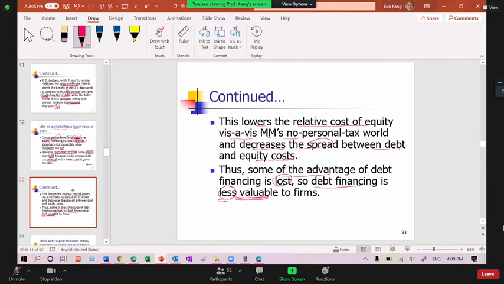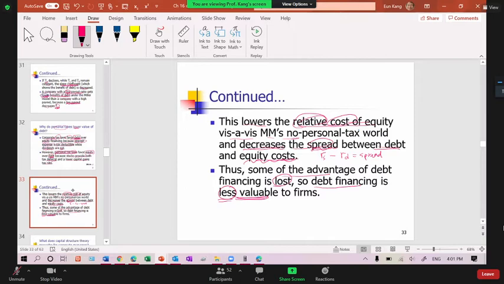The spread between debt and equity cost means what? Equity costs are definitely higher than debt, right? But if personal taxes are included, then the relative cost of equity goes down. So the spread is smaller. RS minus RD, this is the spread, right? That goes down because the relative cost of equity goes down if you introduce personal tax. So RS goes down, then the spread goes down, right?